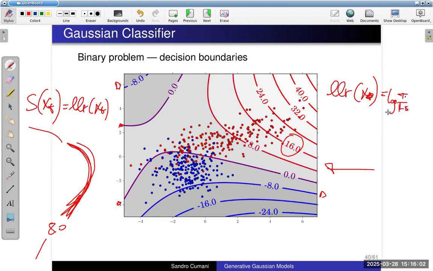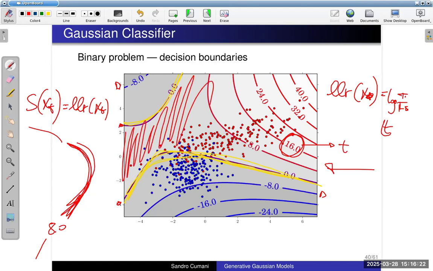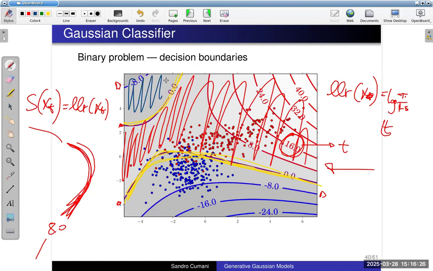So, to a different threshold. This is the threshold T. For each threshold, I get a different solution. So, if I set the threshold to 0, my boundaries will be these lines. With a threshold 0, my classifier will say that whatever is here is assigned to the red class, and whatever is outside is assigned to the blue class.